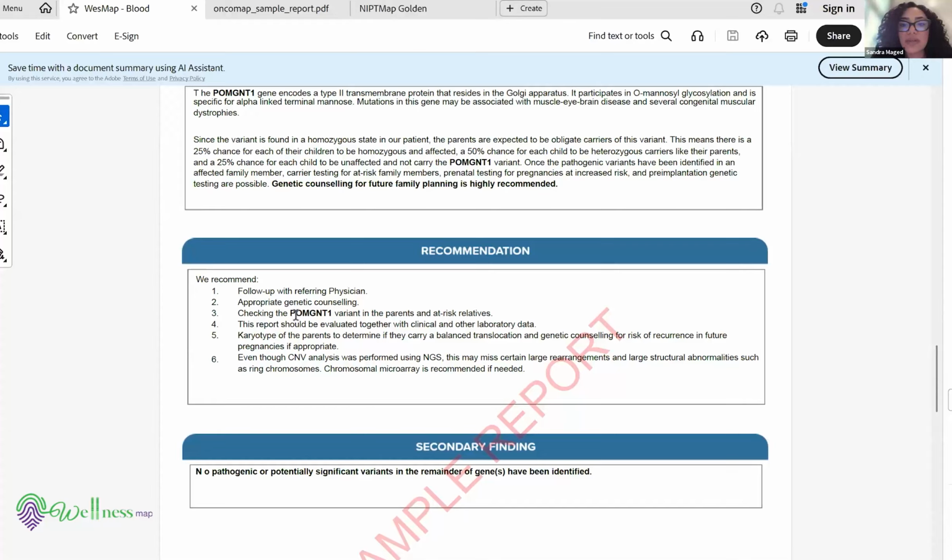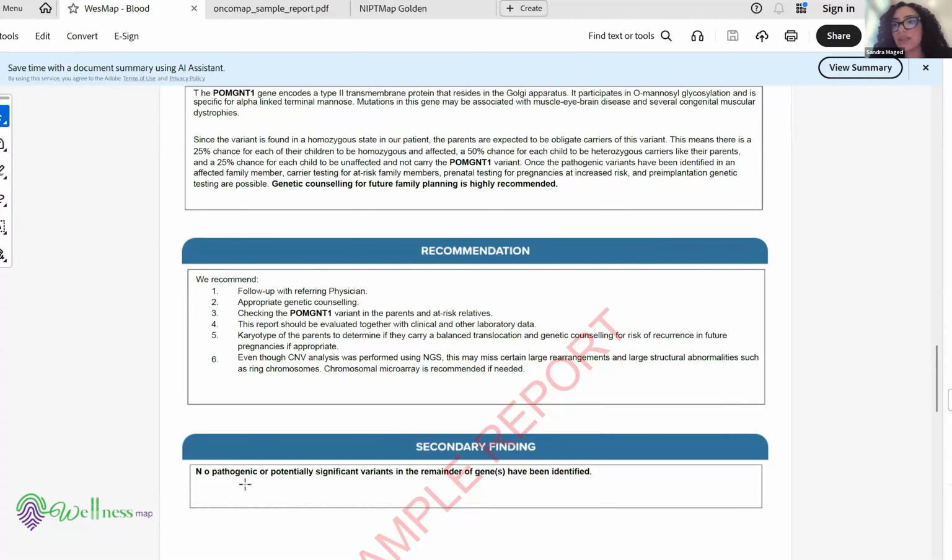And then it tells you here whether it has that, even though a CNV is not detected, but CNV with NGS is different than CNV with other techniques. And maybe it is important to do the CNV on its own using microarray, for example. And that's it in the recommendation.